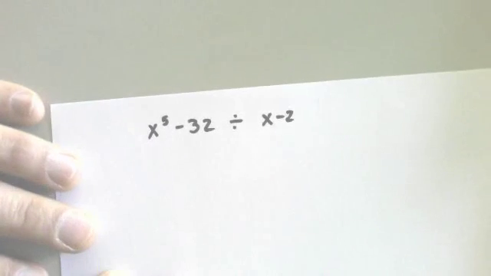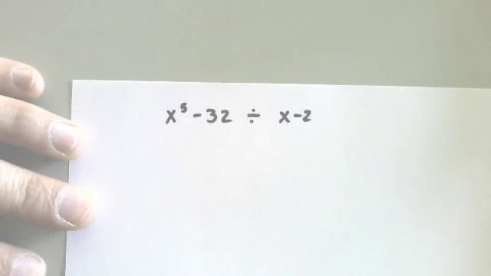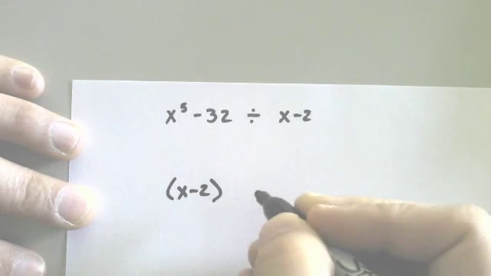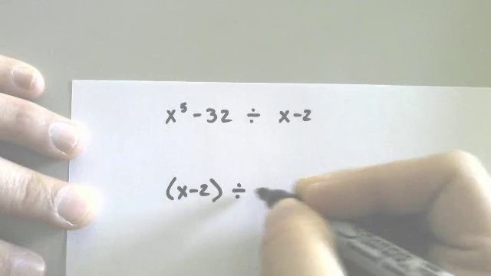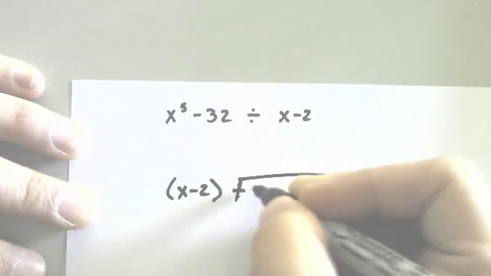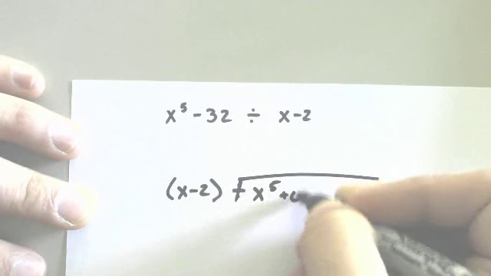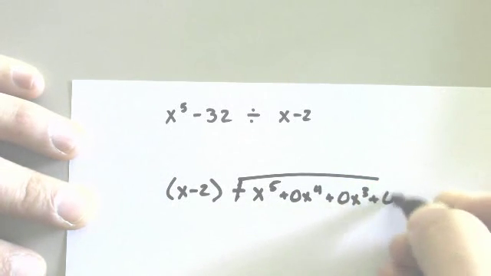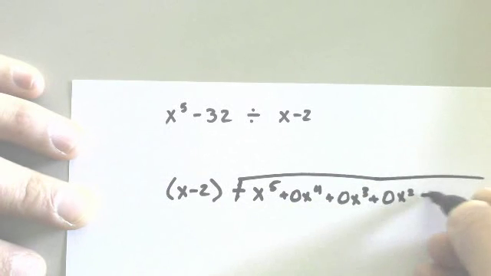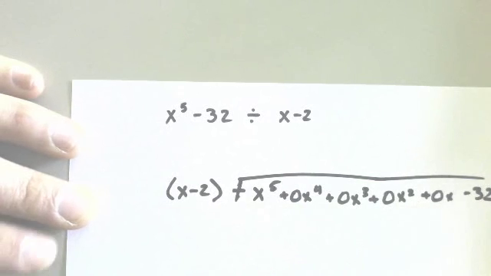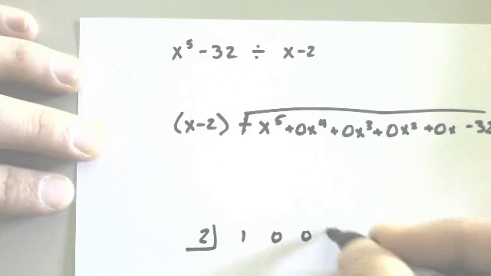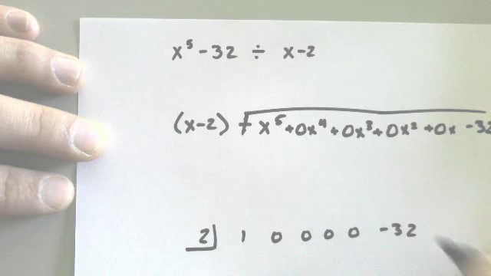So let's look at one more example here. X minus 2 dividing into x to the 5th. Now I have to put my zeros in here as the placeholders, just like in long division. So my root is 2. I have a 1, 0, 0, 0, 0, negative 32.